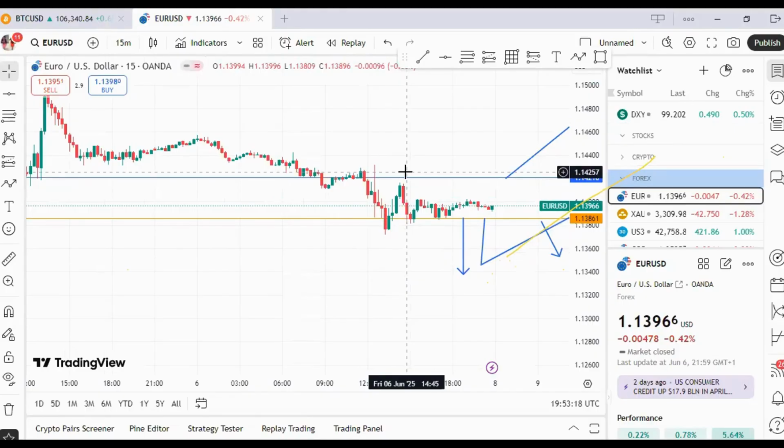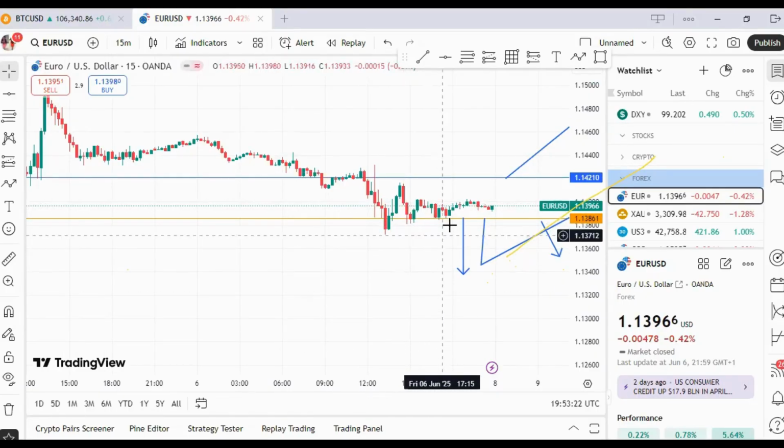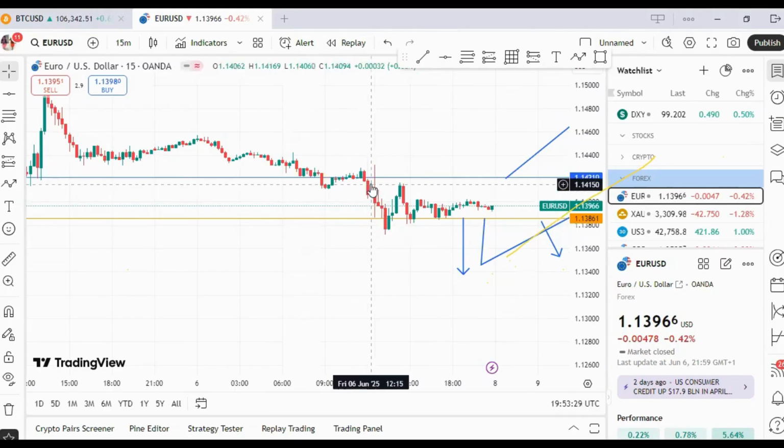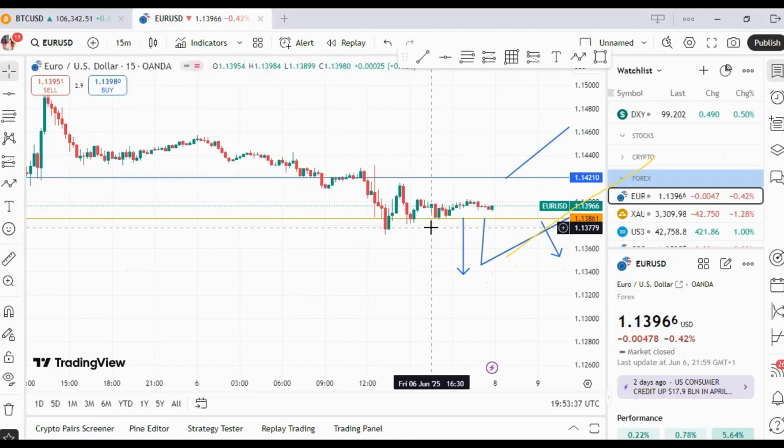Now, remember, I told you there are two ways to trade support and resistance. Guys, don't forget, we have the pullback strategy and we have the breakout strategy. The breakout is whereby you get your break and close. The pullback is whereby it gets to your support, it pulls back up, that's a buy. It gets to your resistance and it sells.